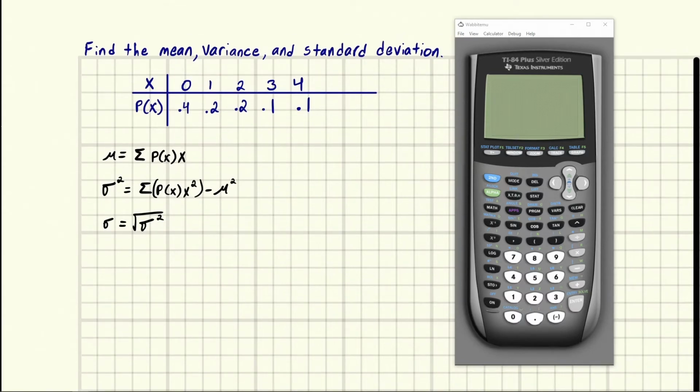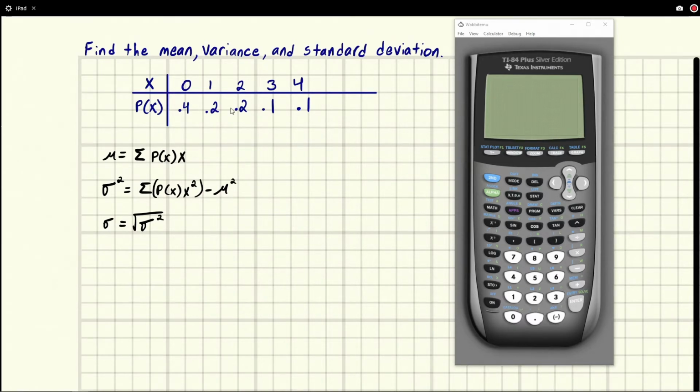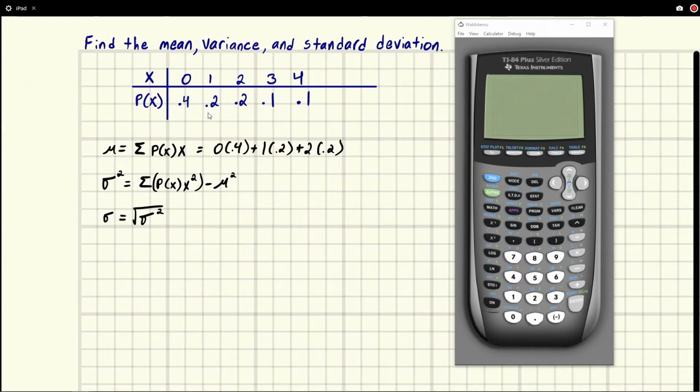So the mean is going to be each x value times each probability added together. If we were to write this out longhand, it would be 0 times 0.4 plus 1 times 0.2 plus 2 times 0.2. 2 times 0.2 is right here, 1 times 0.2 is right here, 0 times 0.4 is right here. We're just multiplying them and adding them together. Then 3 times 0.1, plus 4 times 0.1, whatever this is equal to.